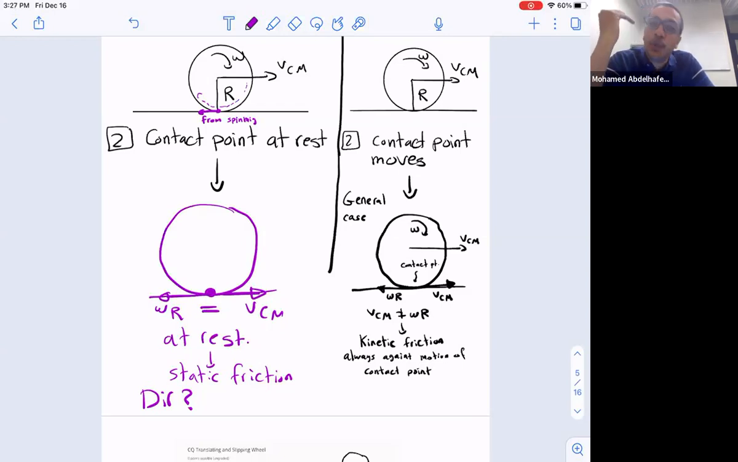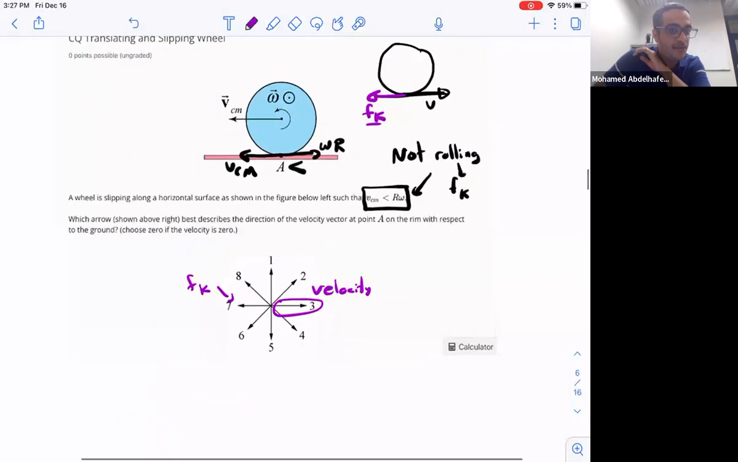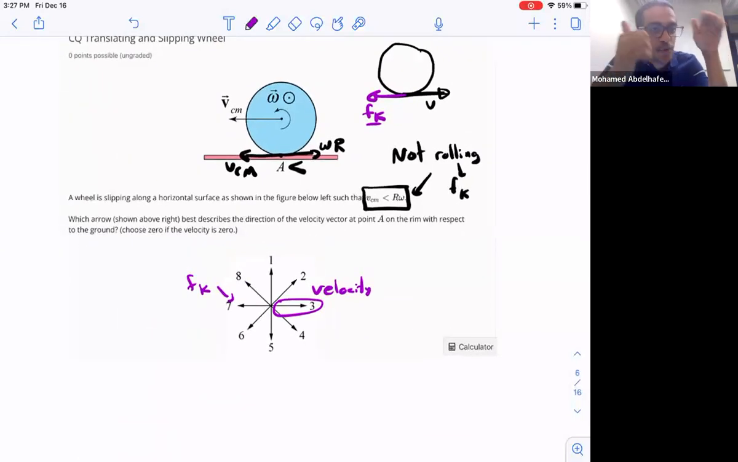Okay, which way do we add it? Let's think about that now. It's a heavy kind of idea, so please refresh, focus. We talked about the direction of kinetic friction in the general case: just oppose the motion of the contact point. Here, the contact point was moving net to the right because omega R was bigger than VCM, so kinetic friction is just against it.